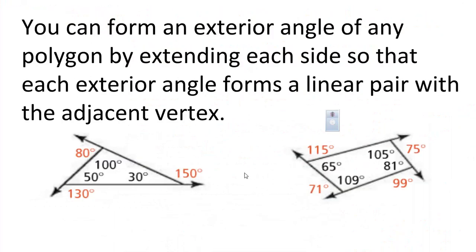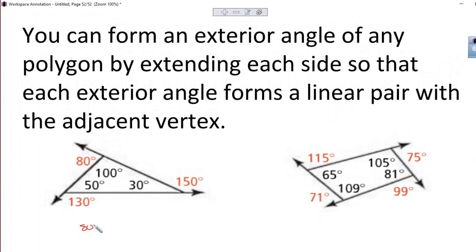Now, you can form an exterior angle of any polygon by extending each side so that each exterior angle forms a linear pair with the adjacent vertex. So if you look at these, if we added up 80 plus 130 plus 150, you're going to get 360 degrees. If we added up 115 plus 75 plus 99 plus 71, it's also going to equal 360 degrees. So this tells us that all the exterior angles of any polygon, it doesn't have to be regular, it can be regular, will always add up to 360.